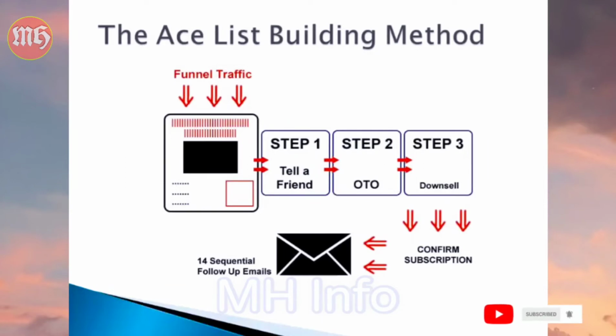The ACE List Building method in a nutshell is shown in the diagram you're seeing now. Again, I hope you've printed out the transcript by now and you should be seeing this diagram. Don't be intimidated if it looks complicated and you don't understand. We will be covering each of these components one by one in each of the coming sessions. All you have to remember for now is that this system consists of 5 core components: the video squeeze page, a step 1 page called Tell a Friend, a step 2 one-time offer page, a step 3 confirmation or downsell page, and the 14 follow-up emails.